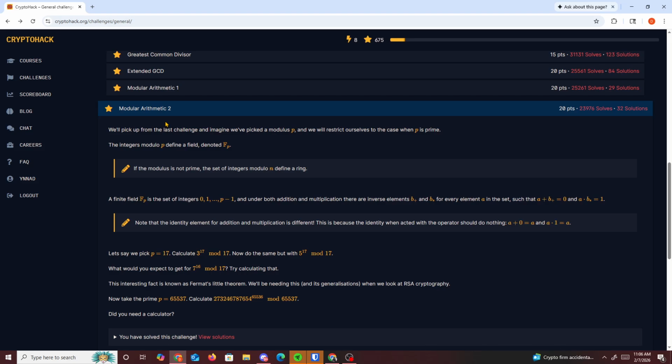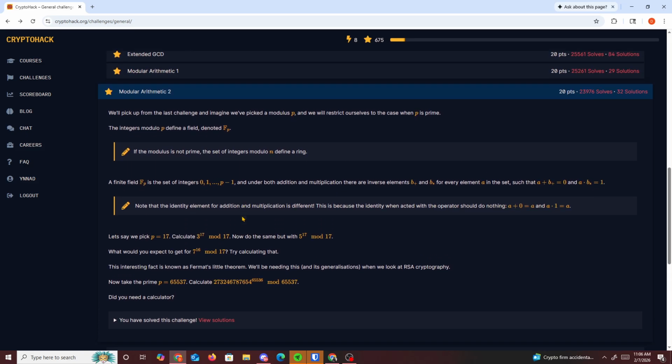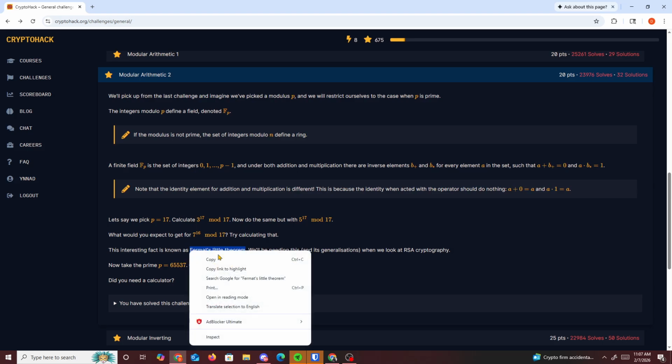Now take the prime p equals 65537. Calculate this number to the power of 65537 mod 65537. Did you need a calculator for this? I'm assuming we'll be using Fermat's little theorem, so we just grab this and go like that.